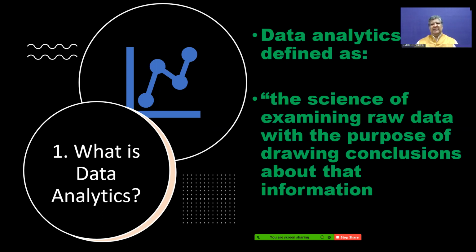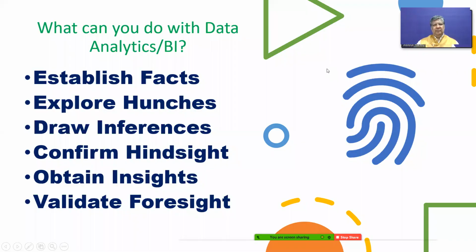Whereas in the case of CAs and CXOs, we look at the data more from a business perspective, which is the science of examining raw data with the purpose of drawing conclusions about that information. So we look at the business perspective of the data and how we can draw inference from it. I'm going to show you specific examples as we go through the demo.